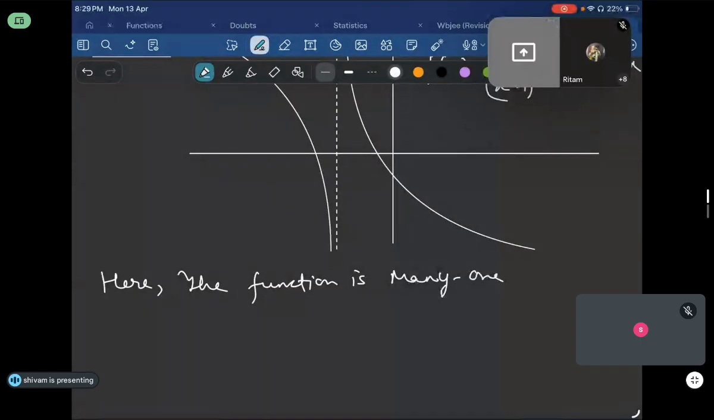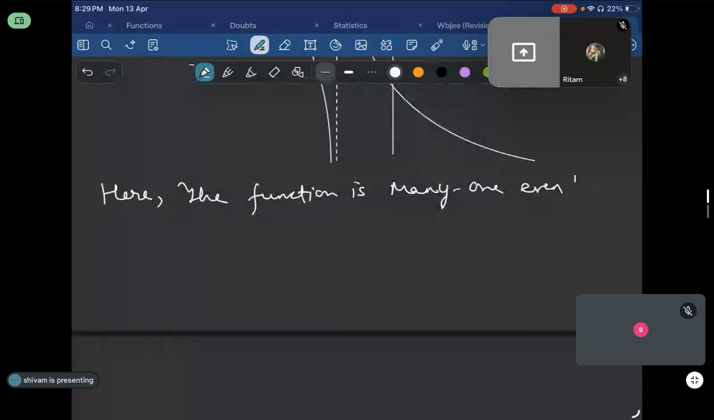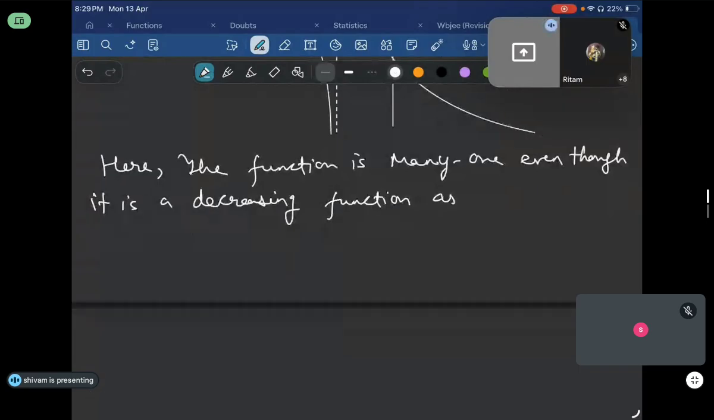Even though it is a decreasing function, still it is many one, as you can see that there is a point of discontinuity. So the function is many one. I hope it is clear to everyone.